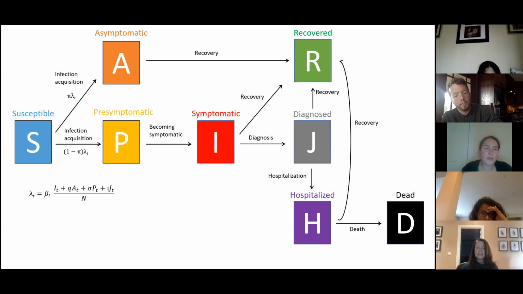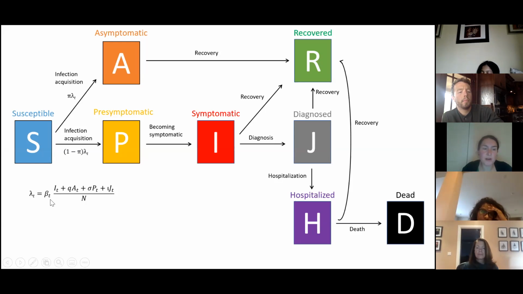And lambda is further a function of the numbers of people in each of the infectious compartments. So the A, the I, the P, and the J compartments, and they can have different contributions to transmission, given that people who are infectious and symptomatic may be differentially infectious compared to some of these other compartments. So that's the basic idea.